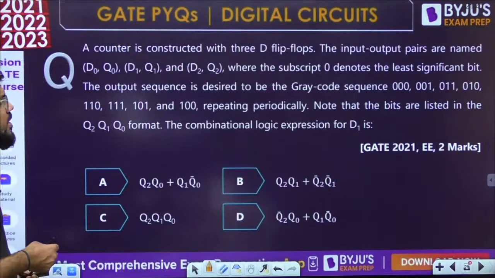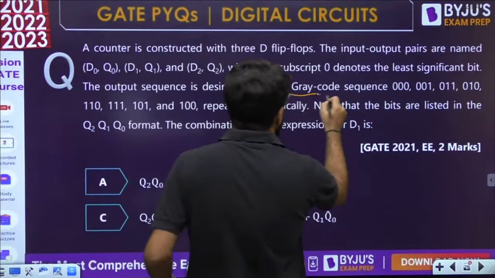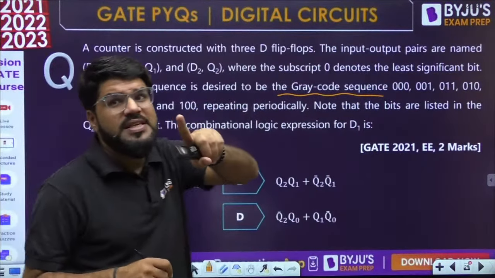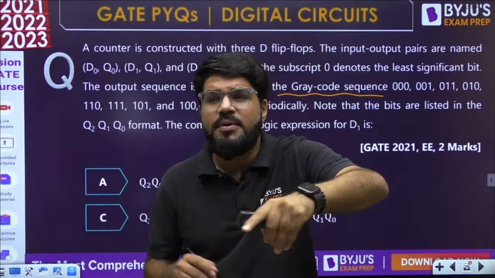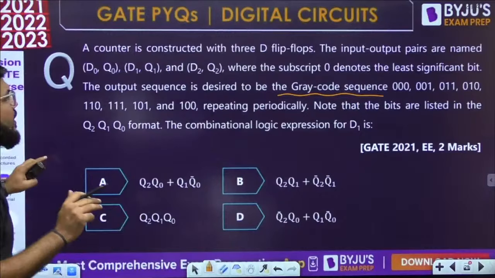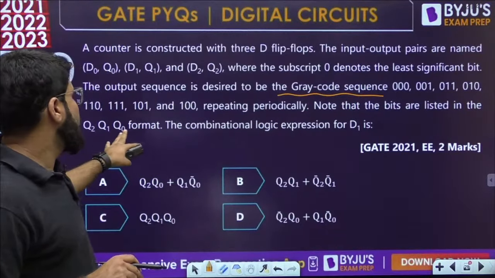The output sequence is desired to be the Gray code sequence. So, we are designing a Gray code counter, in a sense. Even if they don't mention the Gray code sequence, you have to know that. It is good they have mentioned it, but you should be able to know the Gray code sequence on your own also, repeating periodically. Note that the bits are listed in Q2, Q1, Q0 format.